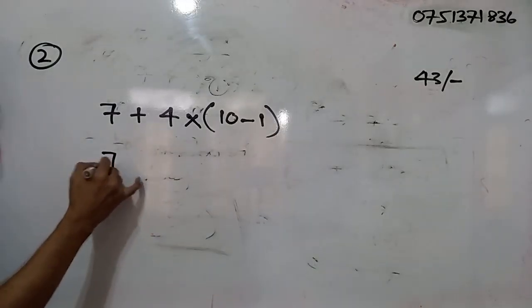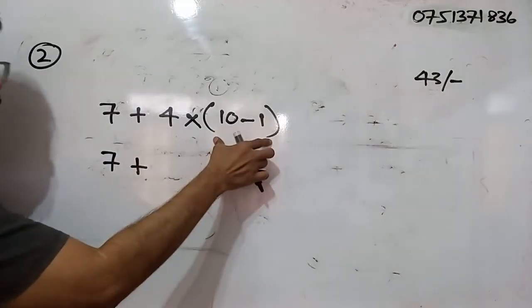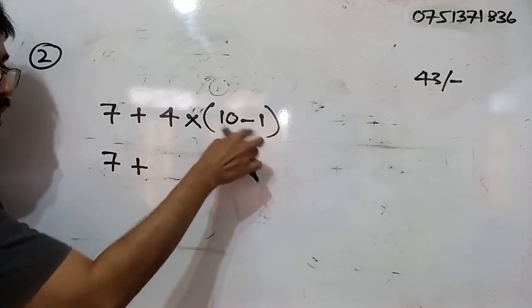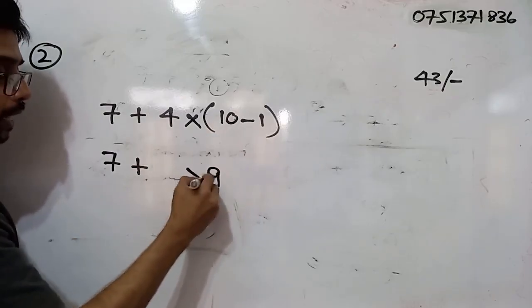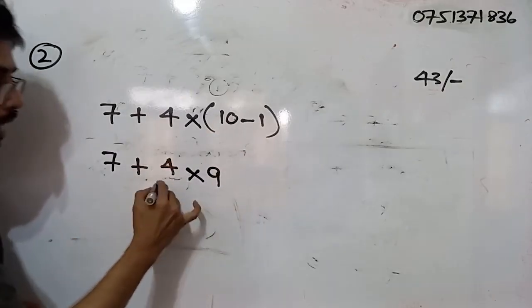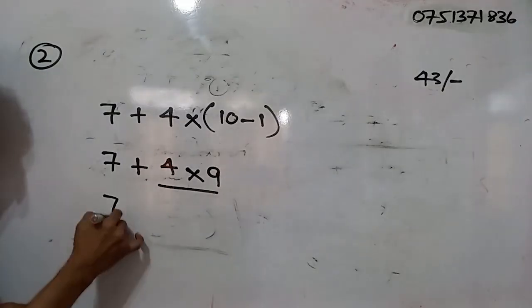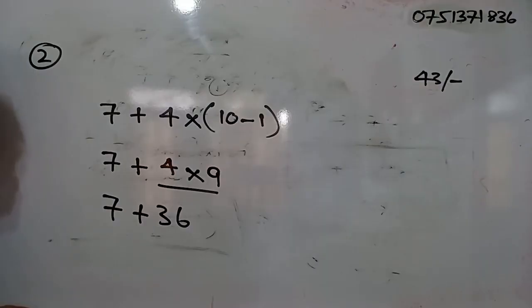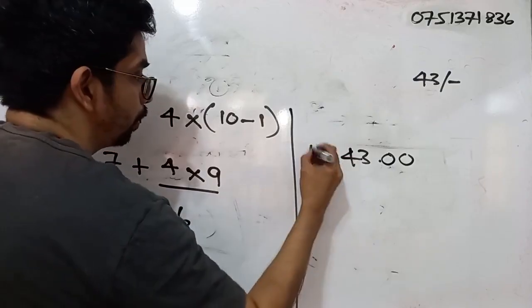Now we have to simplify this. So we have to simplify the brackets or parentheses first. 10 minus 1, we have what? 9. 9 into 4, we have to simplify. So 7 plus 4 times 9, that is what? 36. 36 plus 7, what is that? 43.